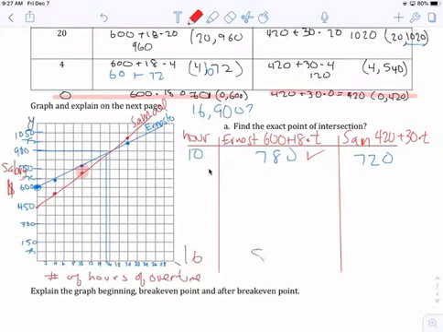I can guess numbers in between. Let's guess in between it is 13, right? Let's guess 13 and see what happens. I should do this in class. Okay, let's guess 13 hours. So 600 plus 18 times 13 is 834.